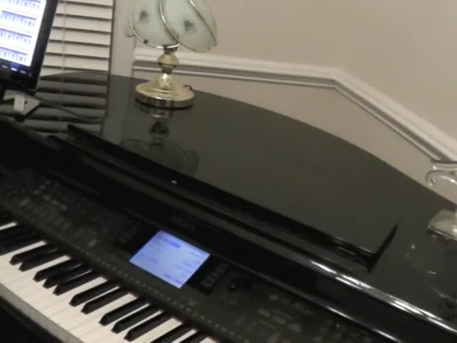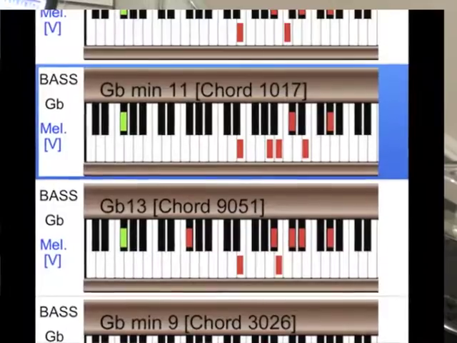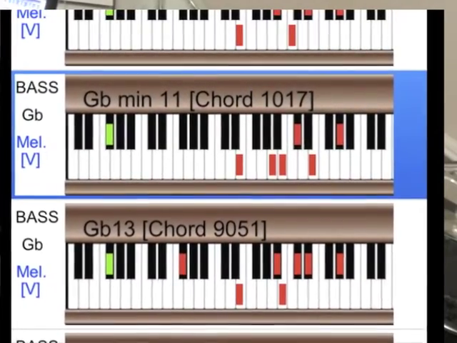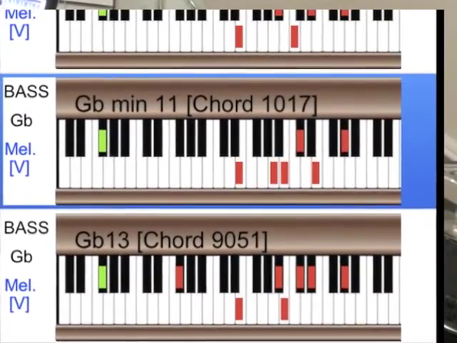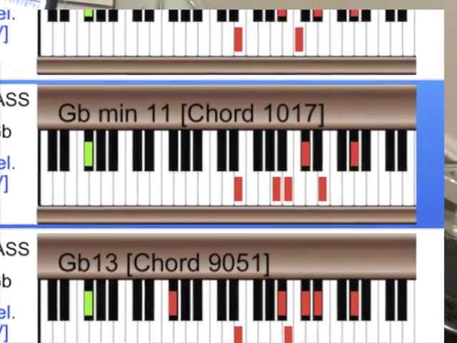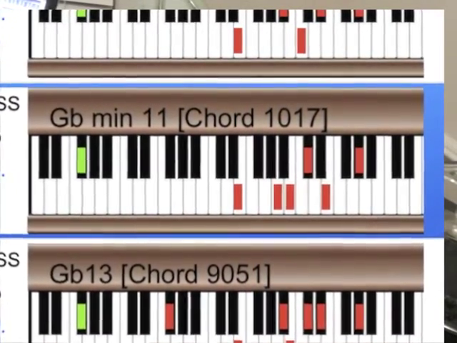Let's look at this first one here and just hear how it sounds. It's a G flat minor 11. It's got the G flat in the bass, E, A, B, D flat, E, and A flat. And I can just tap here on the screen and hear the chord. I can see a picture of it here on the screen, so I can actually hear it before I play it here on the keyboard. Let's see what it sounds like.